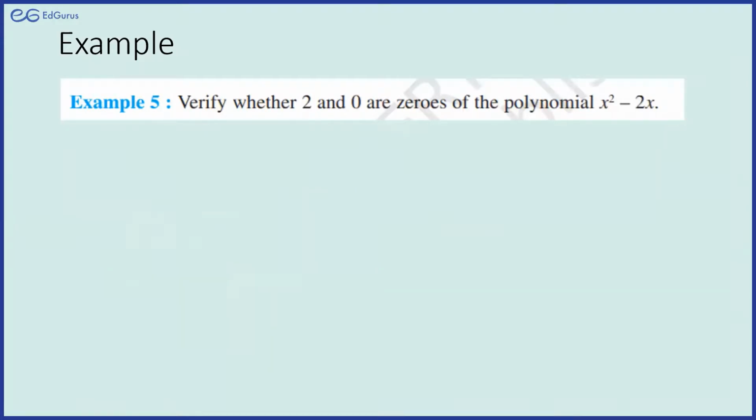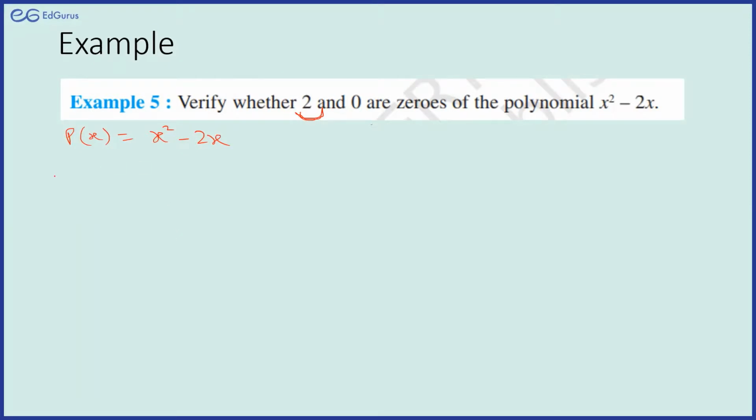Next, now they are asking us to verify. Verify whether 2 and 0 are zeros of the polynomial x square minus 2x. So p of x is x square minus 2x. And we need to verify, let's take the first value, 2. We need to verify कि whether 2 is the zero of this polynomial or not.